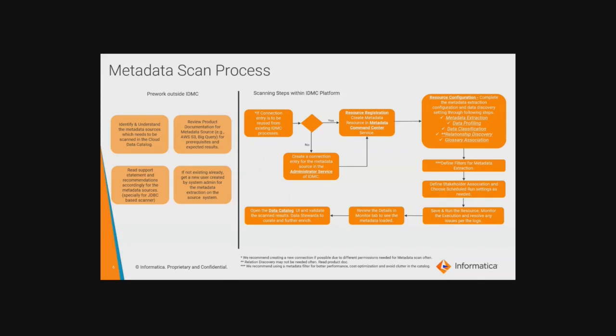And then you would have to provide the connection object, which is the connection entry from the administrative service that you want to use. Once you do that, you will select the runtime environment for metadata extraction. Then you get to the next step, which is the resource configuration. In the resource configuration, a lot of things happen. That is the crux of the overall metadata resource setup process, and there are 5 different activities you'll see there.